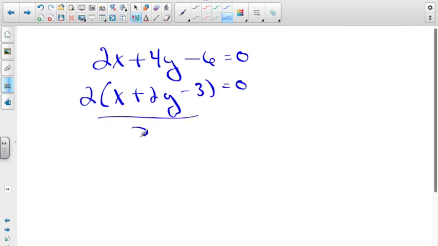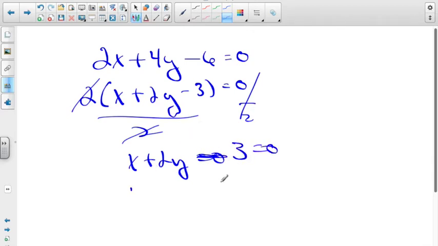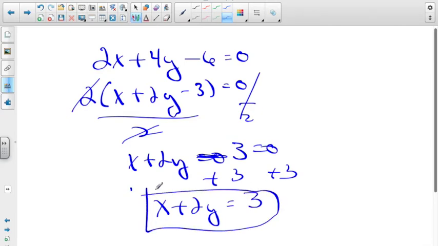Let's divide both sides of the equation by 2. Those go away. 0 divided by 2 is going to be 0, so I get x plus 2y minus 3 is equal to 0. Now to put this in standard form, I need to subtract 3 from both sides. Pardon me, not subtract 3. I should have a minus 3 here, shouldn't I? I have to add 3 to both sides. And when I do that, I get x plus 2y is equal to 3. Now this is in standard form.